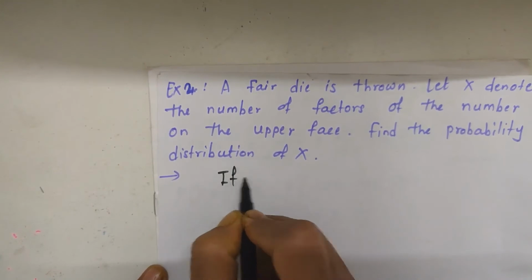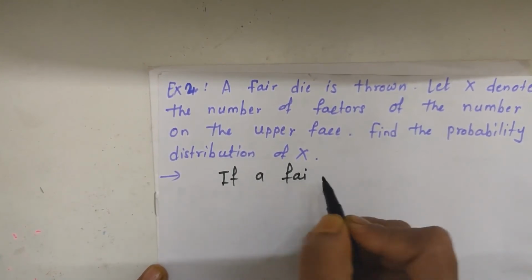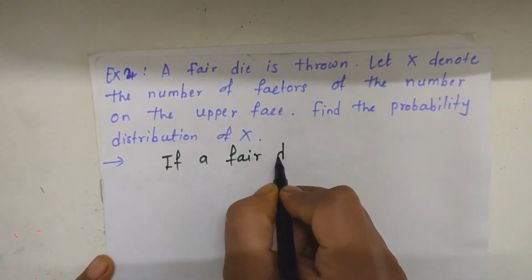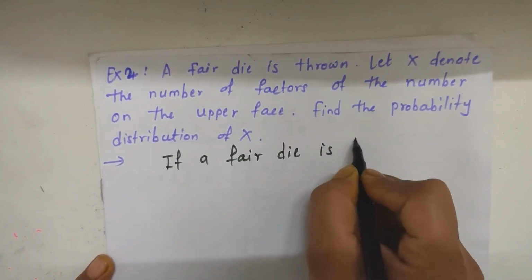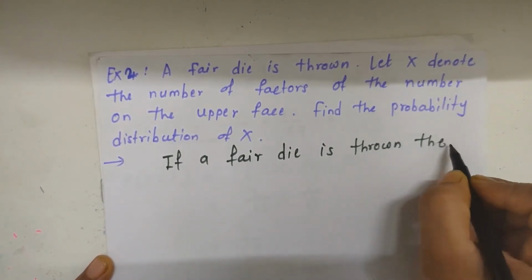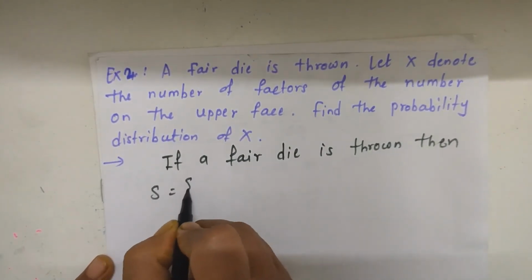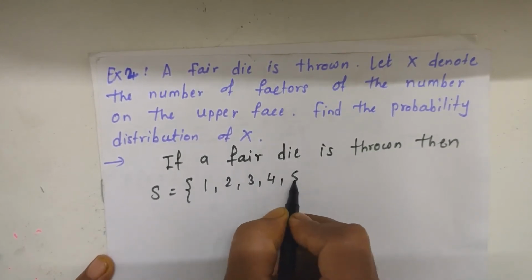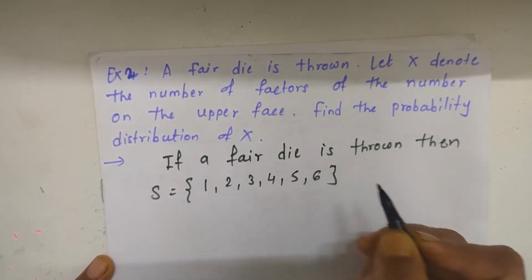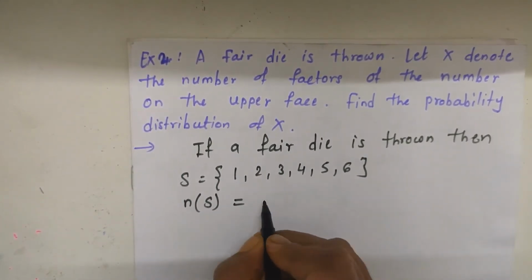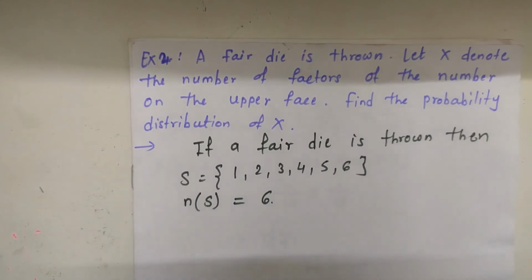Here the random experiment is a fair die thrown one time. If a fair die is thrown, then the sample space S is equal to the numbers 1, 2, 3, 4, 5 and 6. So the number of points in this experiment is 6.